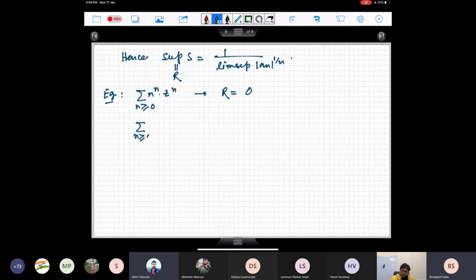That's a possibility. And for example, if I take the power series z^n divided by n factorial, then R is going to be infinity. Anyway, there could be all extreme possibilities, and we have already seen these ones. You can verify if you wish.